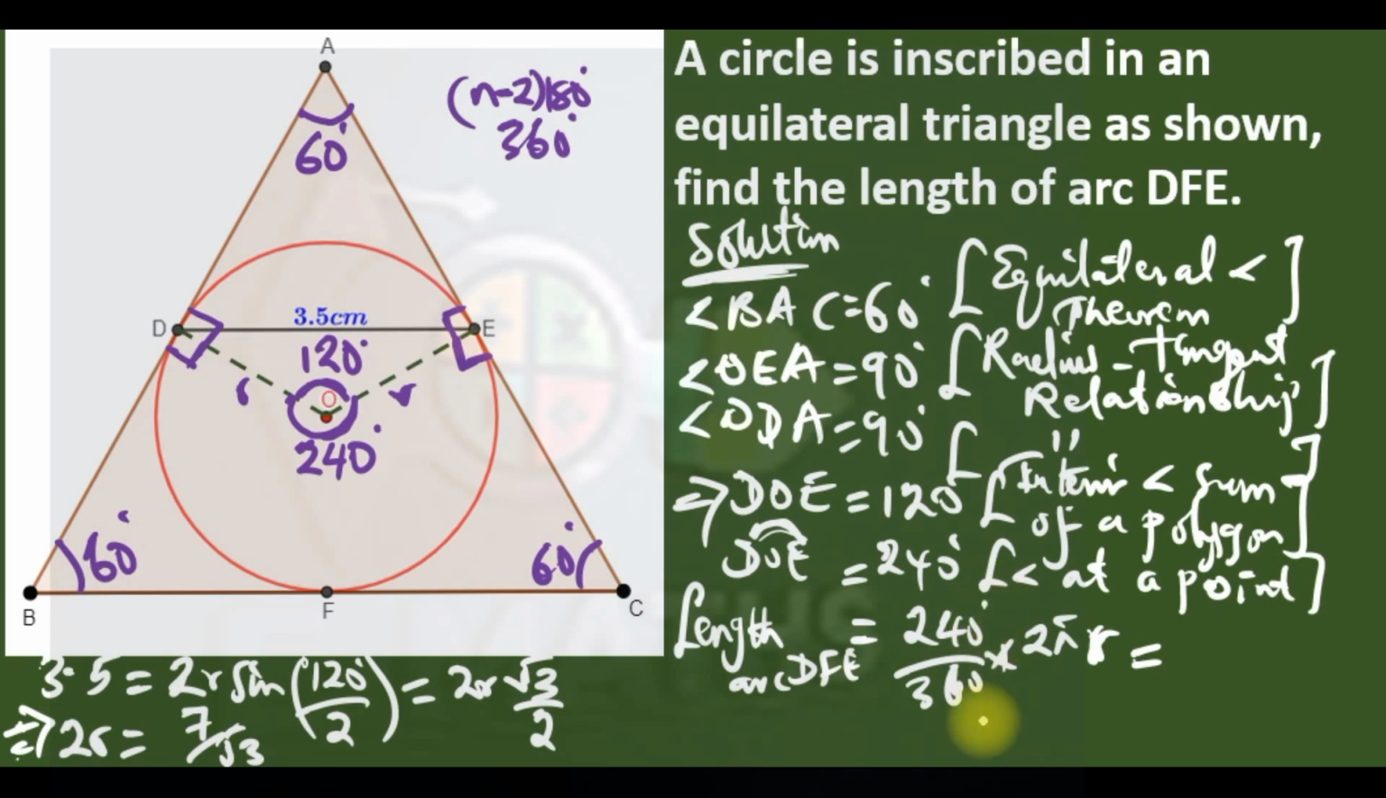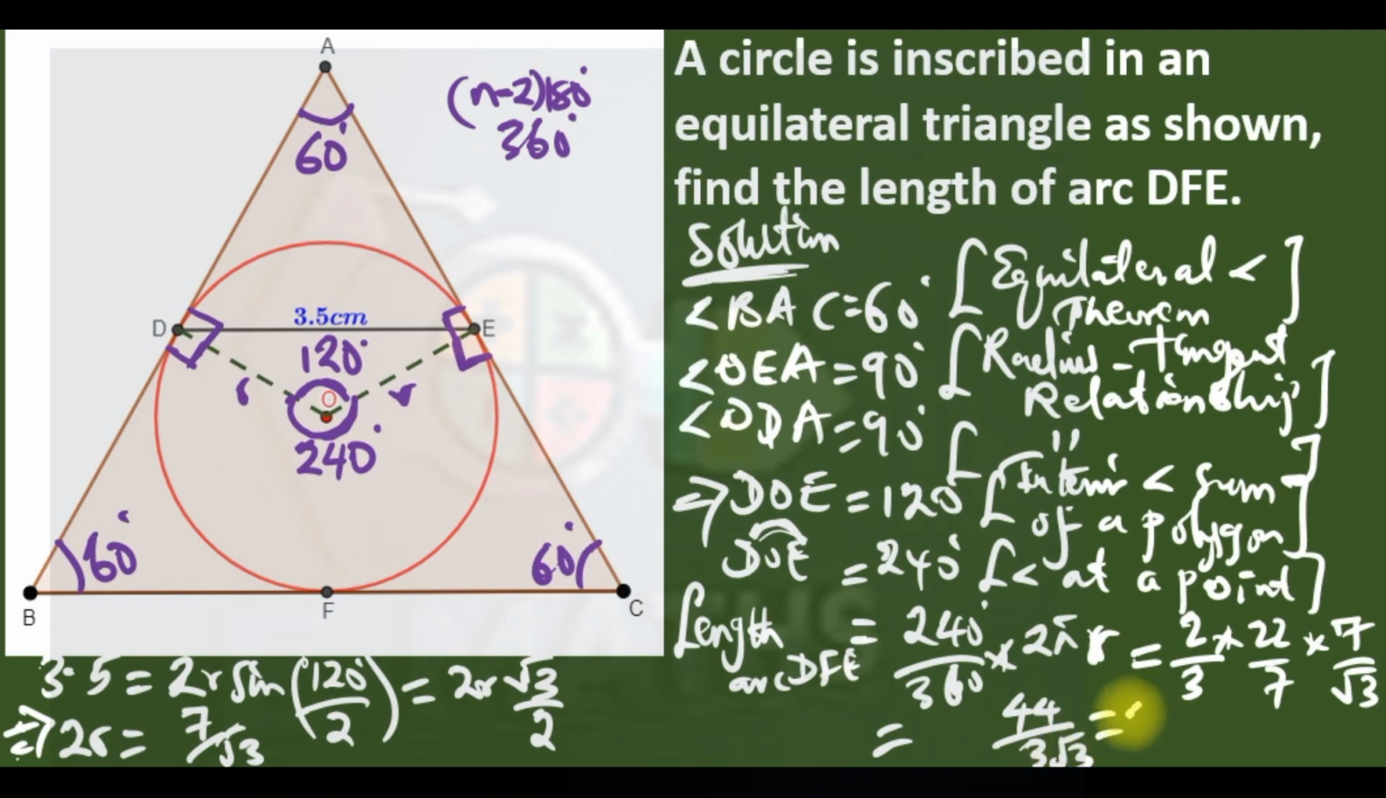So but then let's cancel out the zeros. 12 in 24 is 2. 12 in 12 is 1, and we keep the 3, times our pi. Pi is 22/7. And our 2R is 7 over root 3. So we have 7 and 7 cancel. So we have 2 times 22, that's 44 over root 3. Or we can rationalize as 44 root 3 over 9. So that's our answer. Okay, that's the answer. Either you leave it or you rationalize. Thank you.